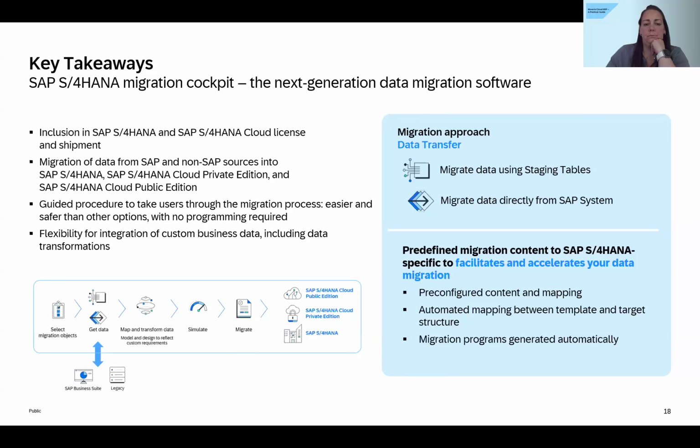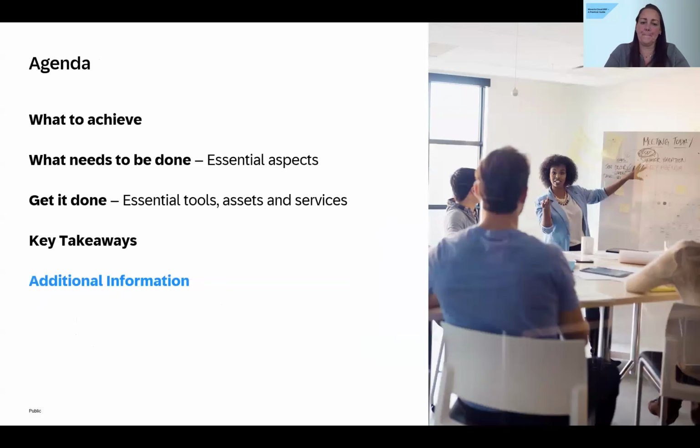There are 2 migration approaches available with the Migrate Your Data app. The first one is called Migrate Data using staging tables. It's the one that we just saw in the demo. The second approach is quite new. It's called Migrate Data directly from SAP system. It came with SAP S/4HANA Cloud Public Edition 24.2, and it is limited as of now in migration objects. So it has fewer migration objects than the staging tables approach.